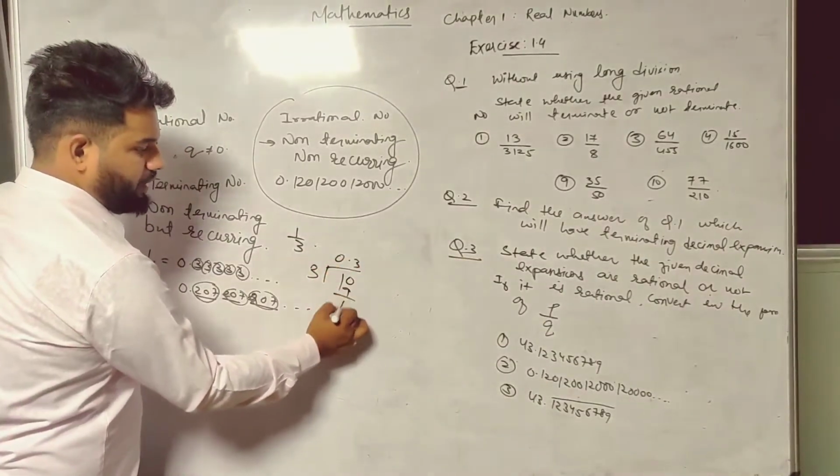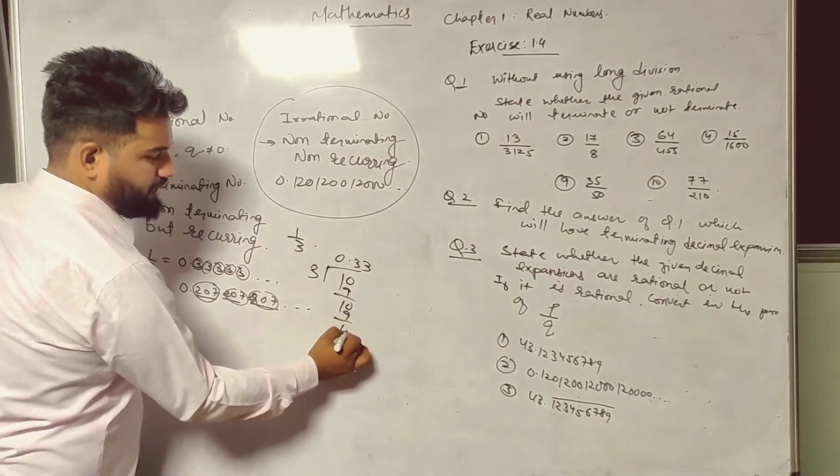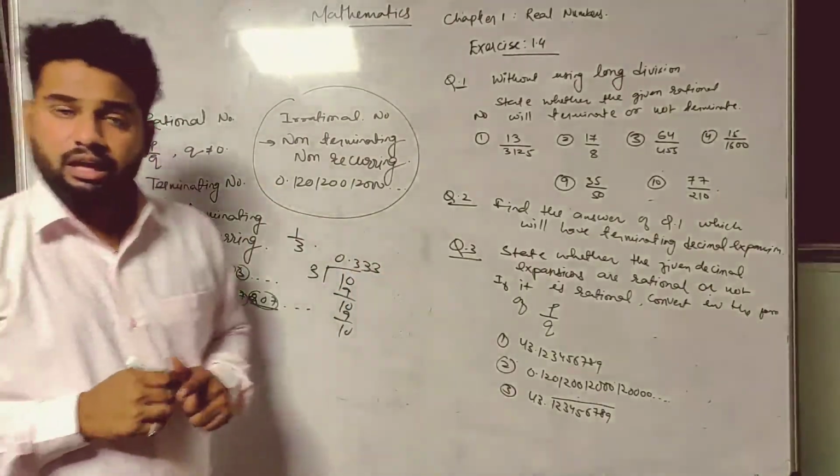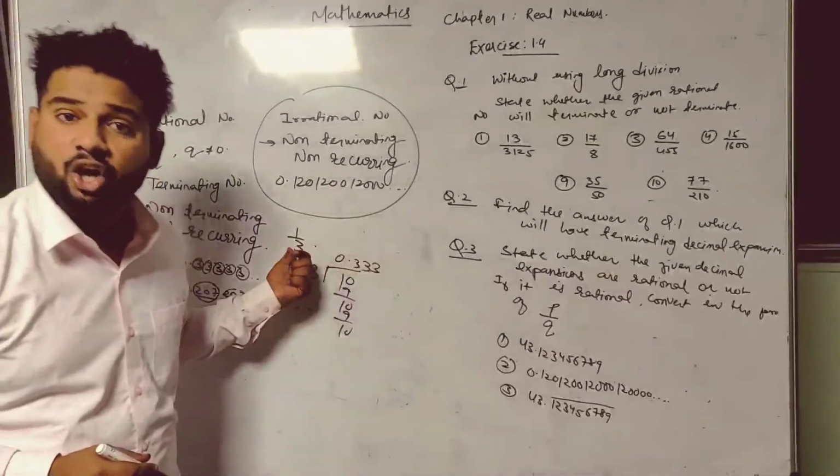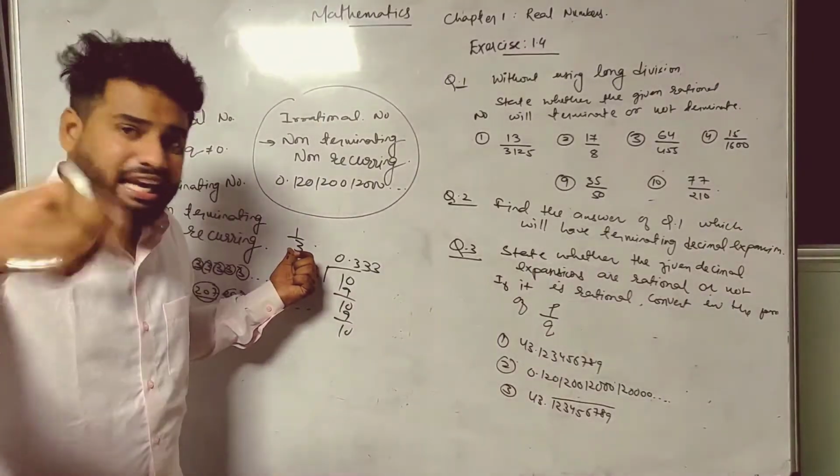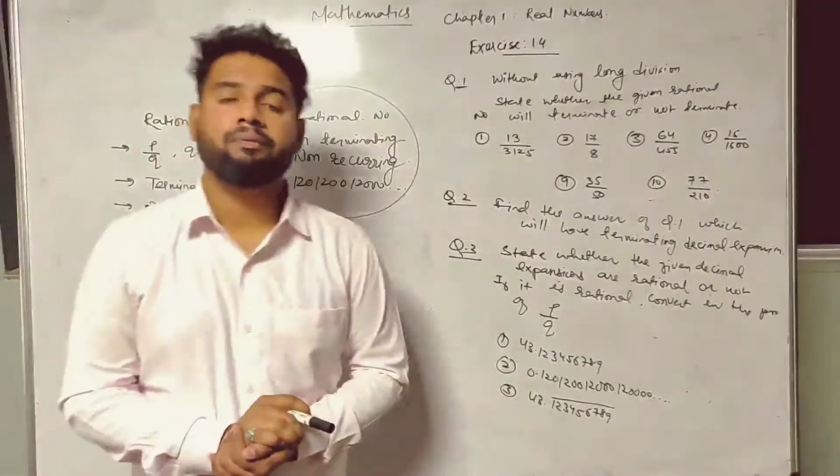3 3s are 9, 1 again 0. 0.33. This is how you'll get to know that the number is a non-terminating recurring decimal expansion.